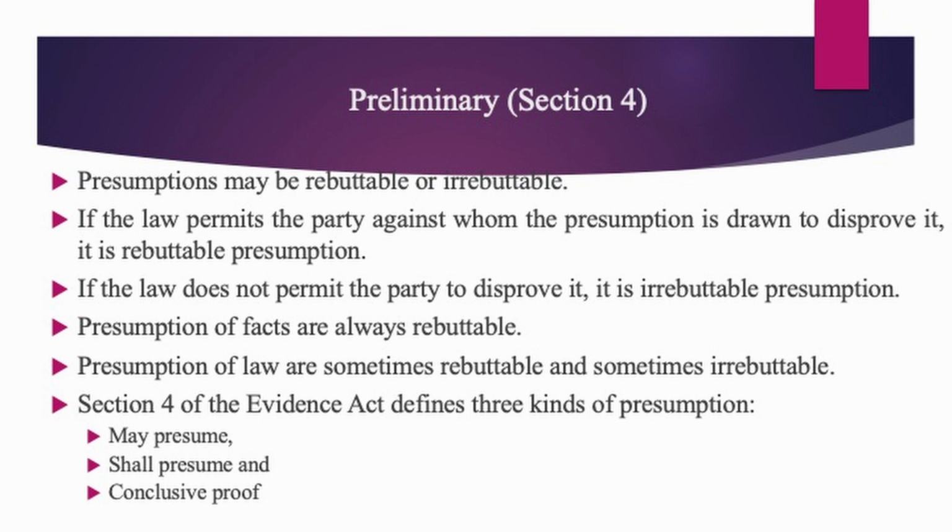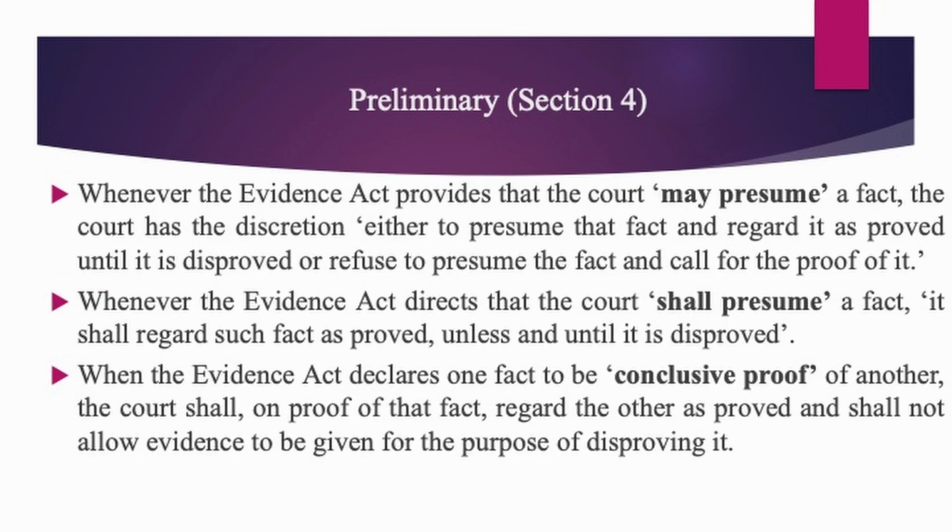A presumption is rebuttable if the law permits the party against whom the presumption is drawn to disprove it. It is irrebuttable if the law does not permit the party to disprove it. Presumptions of fact are always rebuttable, but presumptions of law are sometimes rebuttable and sometimes irrebuttable. Section 4 of the Evidence Act defines three kinds of presumption. Whenever it is provided by the Evidence Act that the court may presume a fact, it has the discretion either to presume that fact and regard it as proved until it is disproved, or refuse to presume the fact and call for the proof of it.